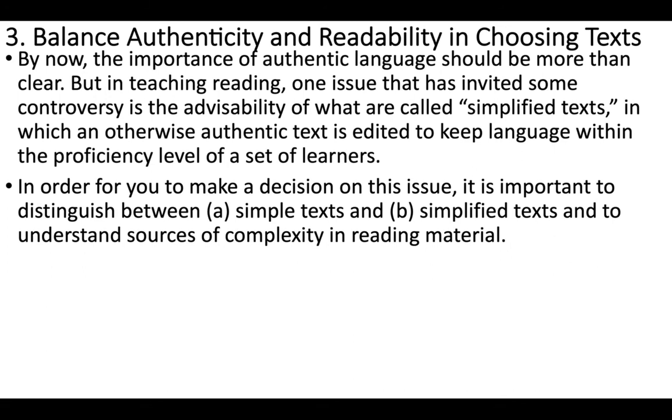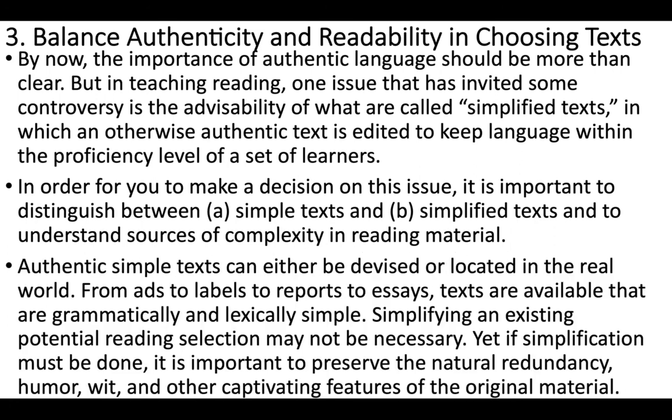First of all, you need to know the distinction between the simple text and simplified text to understand the sources of complexity in reading material. So an authentic simple text can be found or located in the real world. All right, simple text, for example, you can get them from ads to labels to reports to essays. So these texts are available that are grammatically and lexically simple. They are very simple, but they are still the type of text that you get from the real world.